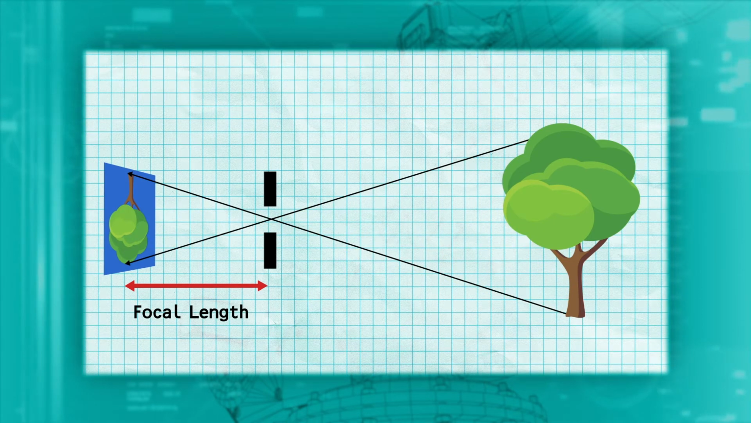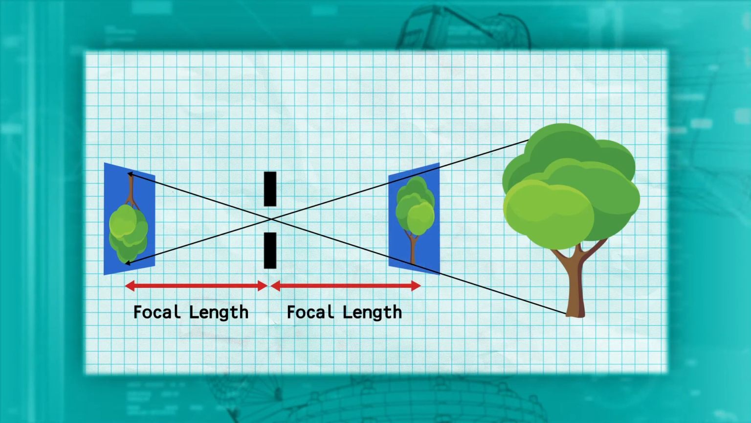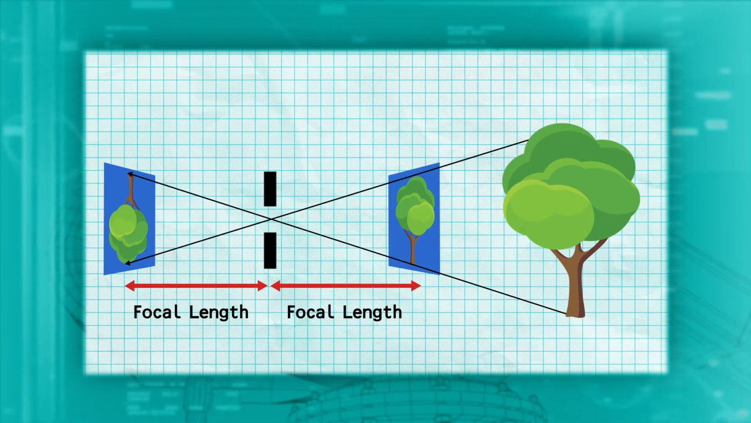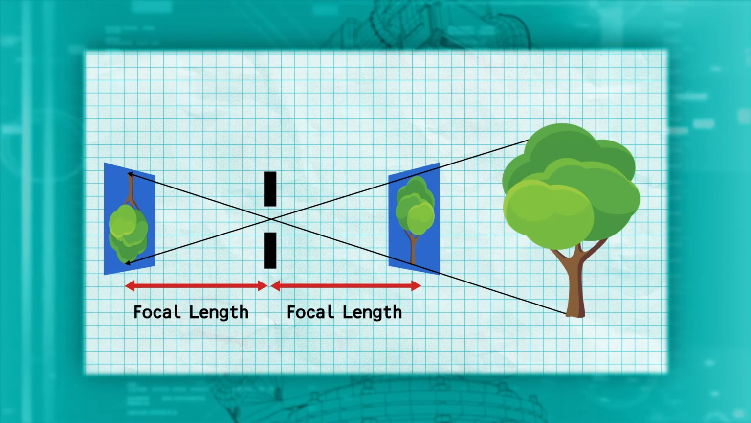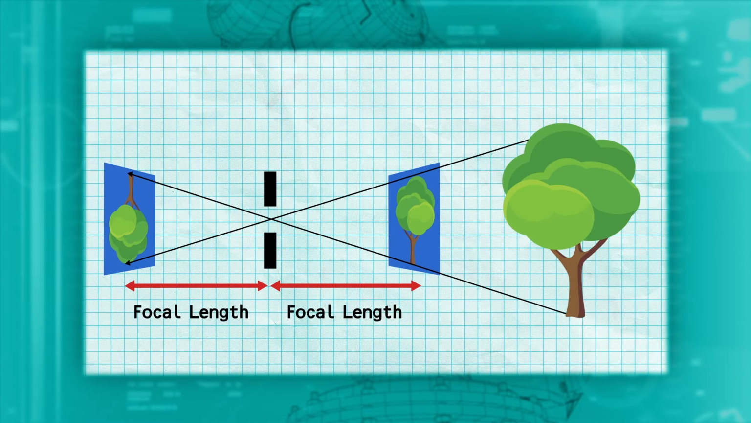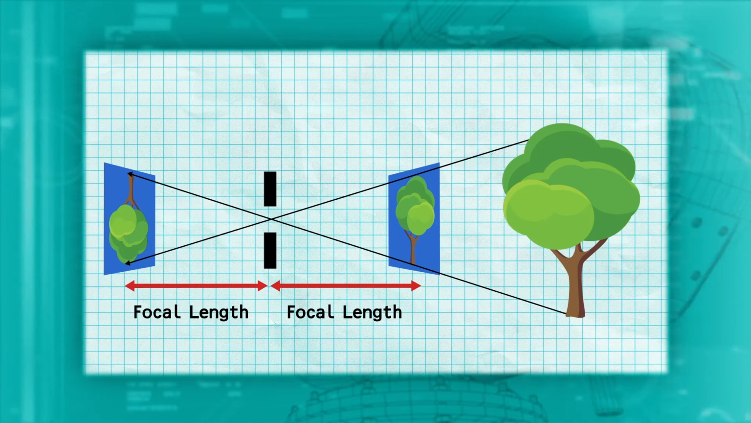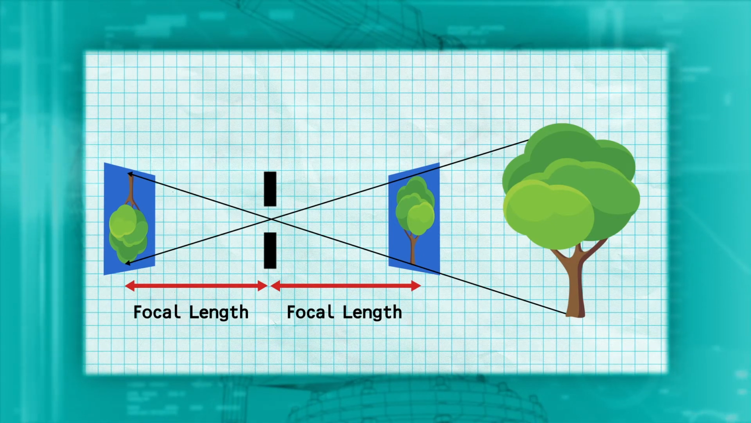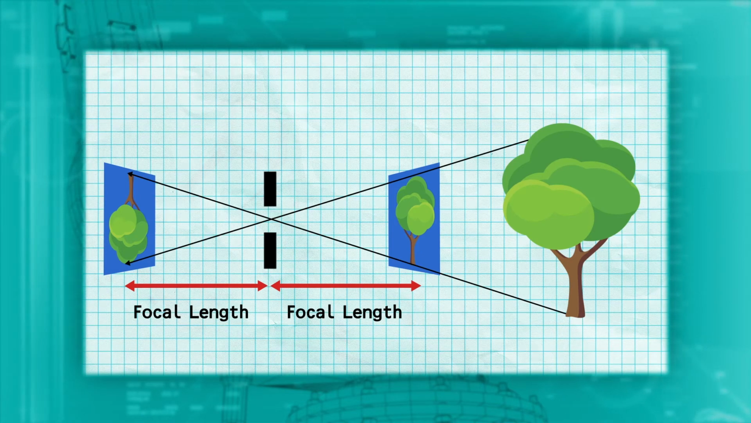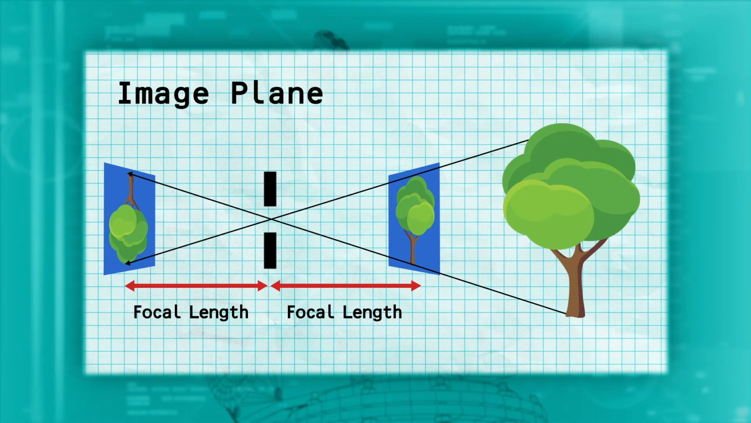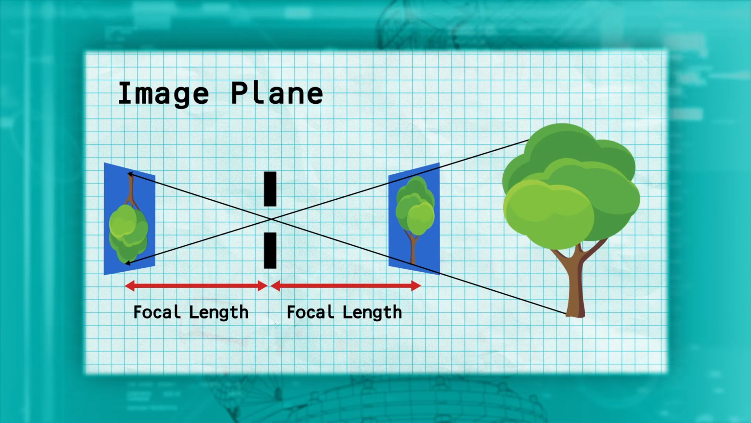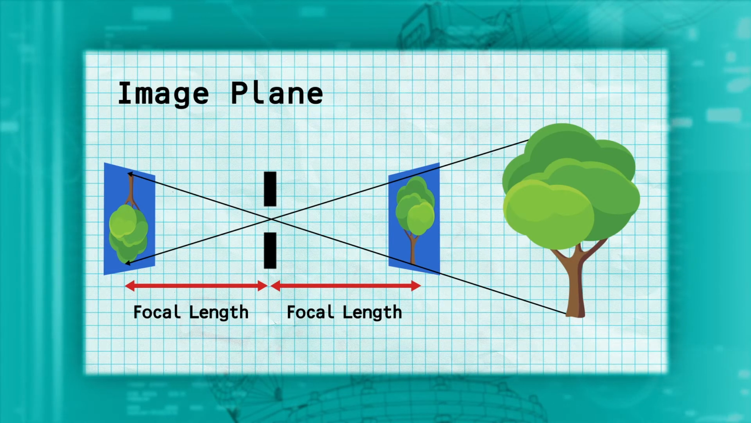So what if we were to imagine an image in front of the pinhole at a distance equal to the focal length, instead of behind the hole? Since the rays from the tree would now pass through the image plane before they went through the pinhole, you would get a right side up image. We call this new image the image plane, and it's almost always used instead of the actual image on the sensor when describing what the robot sees.